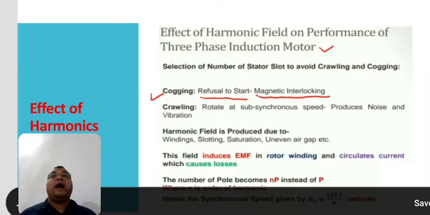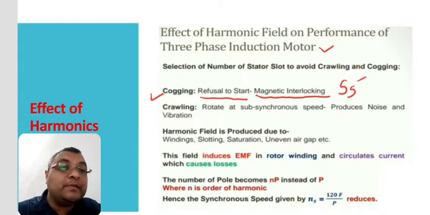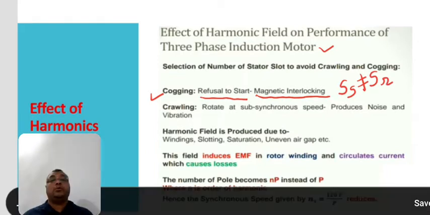The harmonic field phenomenon is related to the number of stator and rotor slots. So first we start with cogging, which is the effect of the harmonic field on the performance of a typical induction motor. By mistake, if you take the number of slots SS equal to SR. If you remember, the condition to avoid cogging is that SS does not equal SR, that is, the stator slots do not equal the rotor slots.